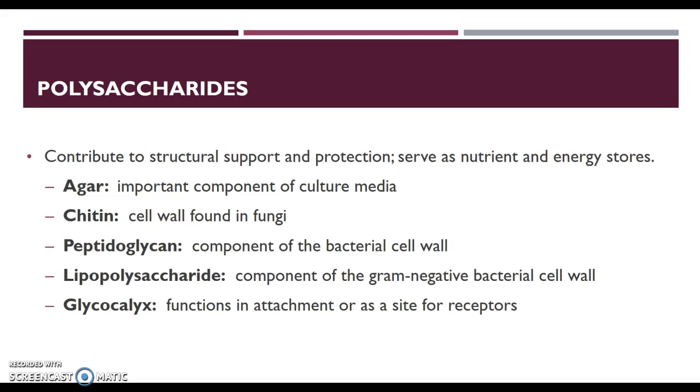Some examples of polysaccharides include agar, which is an important component of culture media, which you will use in the laboratory. Chitin is a cell wall component found in fungi. It's also a component of the exoskeleton of insects. Peptidoglycan is a component of bacterial cell walls, and lipopolysaccharides are also cell wall components within bacteria, but they're only found within gram-negative bacterial cells.